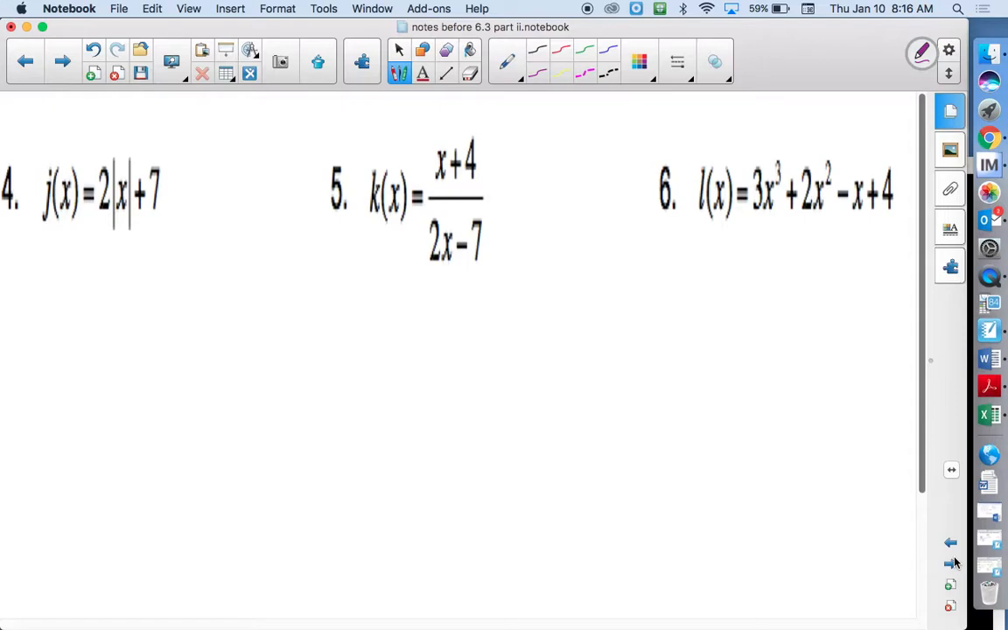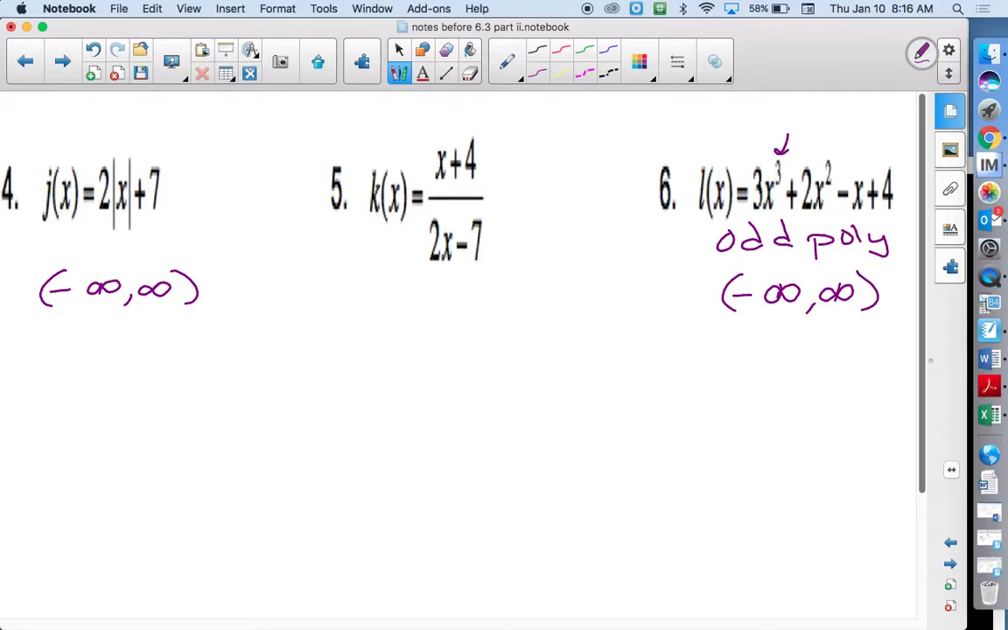So if you look underneath, here's absolute value. The domain of absolute value is negative infinity to positive infinity, and that's based off of the 3 common functions that are above. And number 6, this is an odd poly, so that's also negative infinity to positive infinity. So most of them are going to be negative infinity to positive infinity.